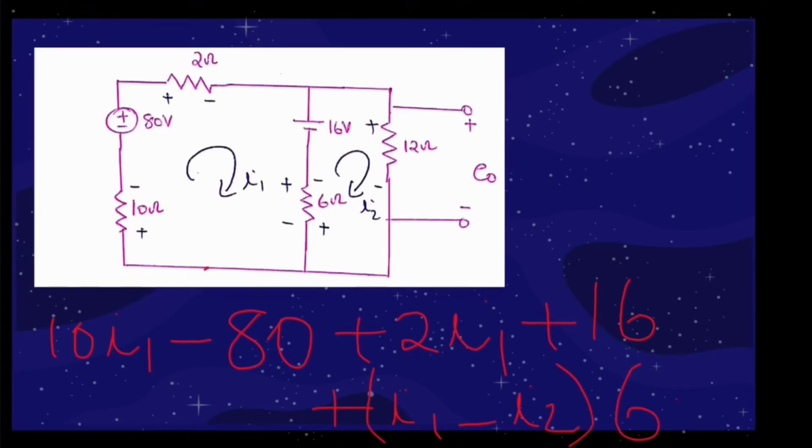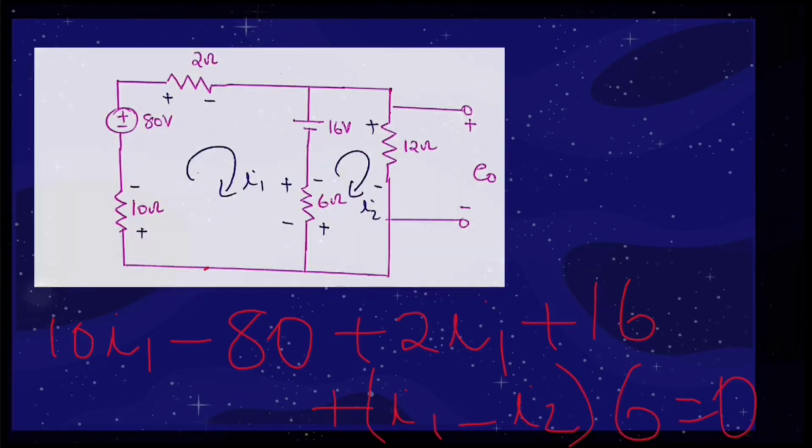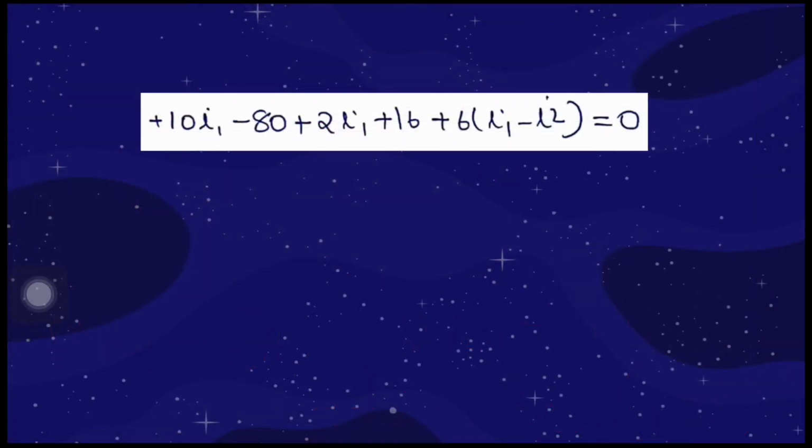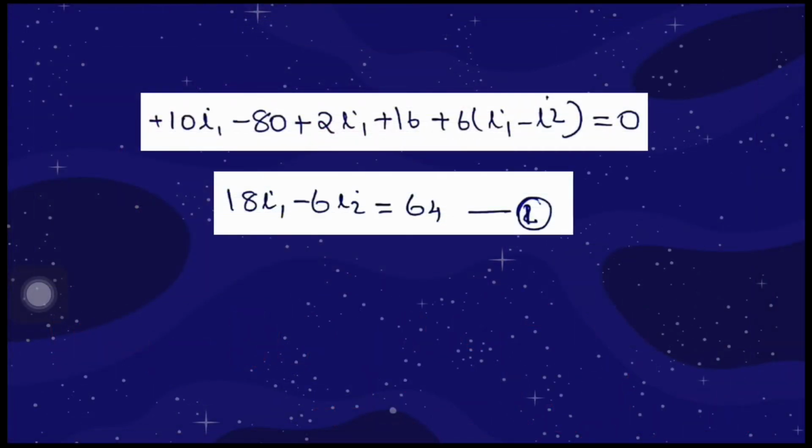And that is equal to 0. You can see the equation here. By rearranging it, we get 18I1 minus 6I2 is equal to 64, which is labeled as equation number 1.